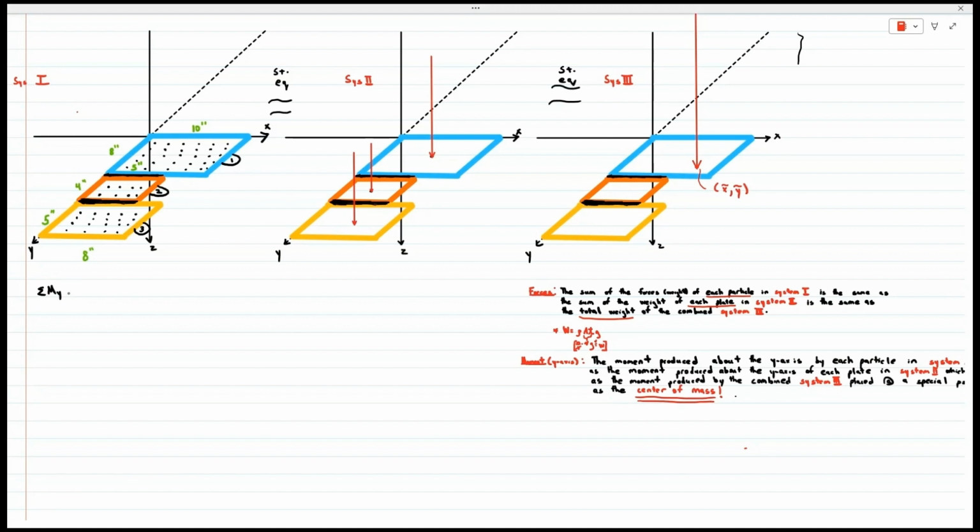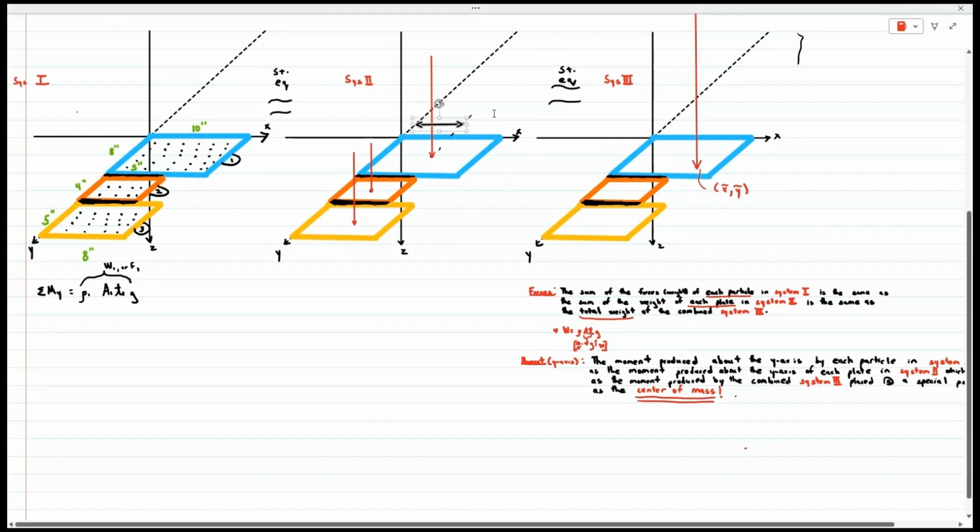We want to take the sum of the moments about the y-axis. So that means we need a force and a distance. What we're looking at here is system number 2. The force is the weight of the first plate, and the distance is the distance of that weight from the y-axis. If you need a review on how engineers take a moment, please watch my video on how engineers take a moment.